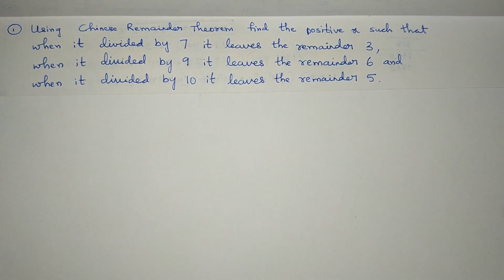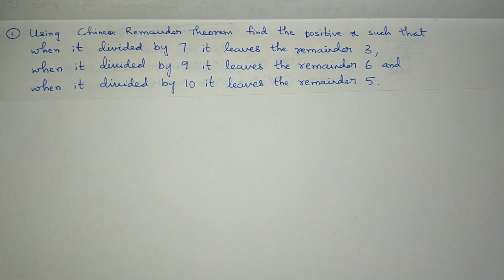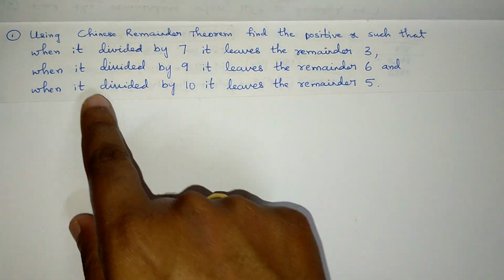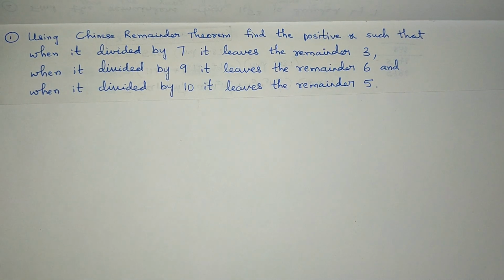Let us solve the first question on Chinese Remainder Theorem. Using the Chinese Remainder Theorem, find the positive x such that when it is divided by 7, it leaves the remainder 3, when it is divided by 9, it leaves the remainder 6, and when it is divided by 10, it leaves the remainder 5.